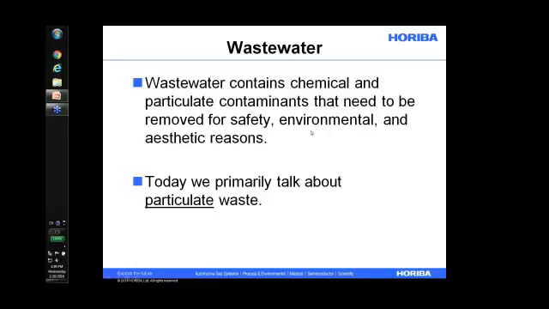Zeta Potential is a particle analysis technique. It can also be used to characterize charge on polymers, but really the discussion today is about particulate waste. If you have dissolved metals, dissolved heavy metals, it's probably a lot less useful to you.